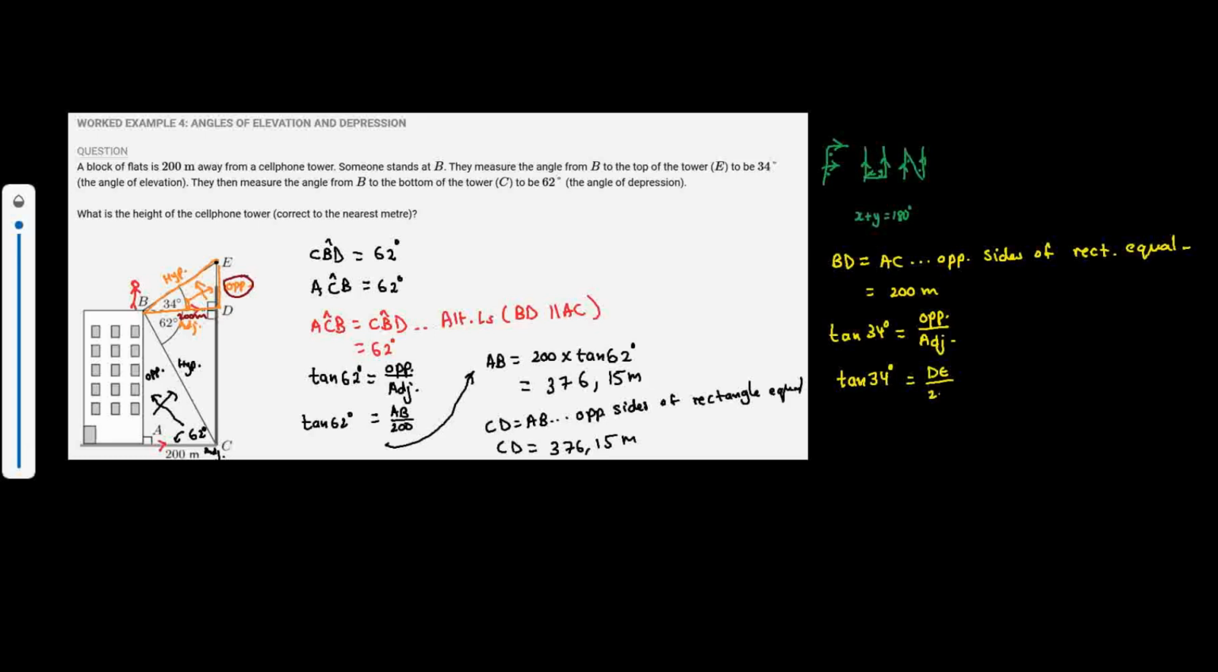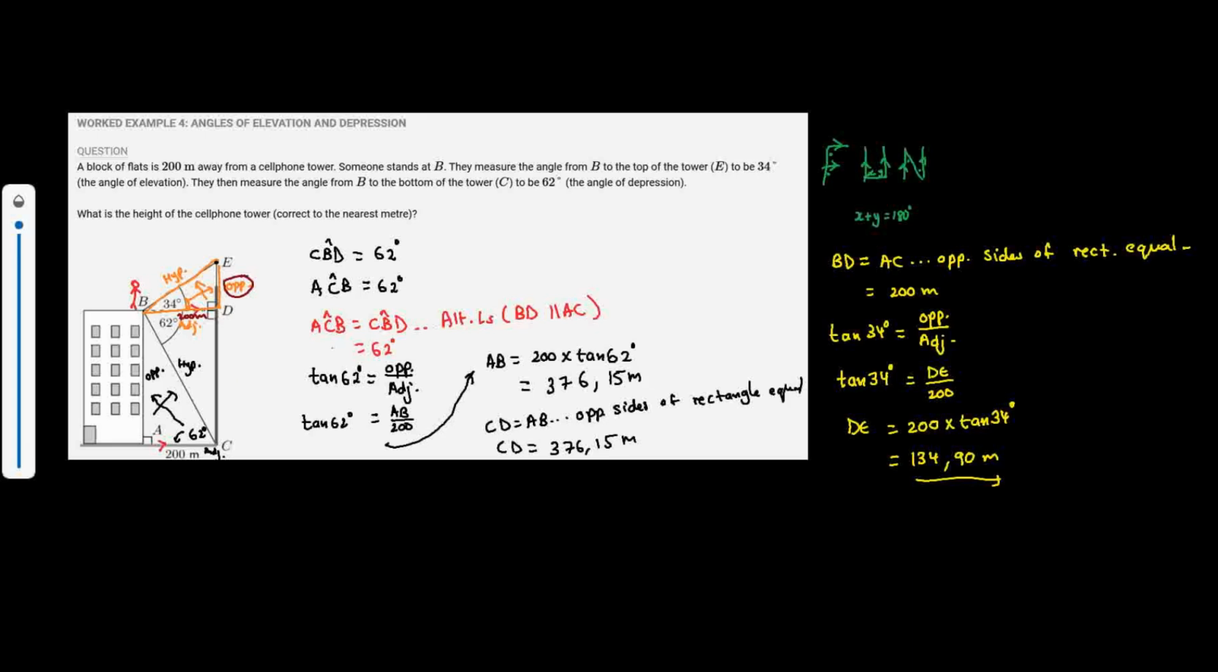which is 200. I'm going to make DE the subject of the formula. So again, how do I get rid of the denominator? I multiply both sides by the denominator. So DE is equal to 200 times tan 34 degrees. I take my calculator and type that in. And what do we have? The length of DE, the small part of the right angle triangle BDE, is 134.90 meters.